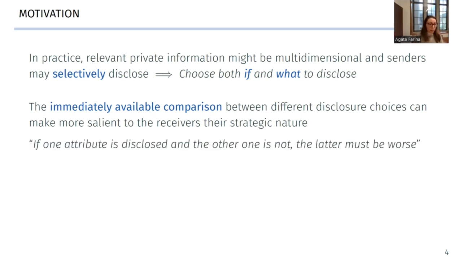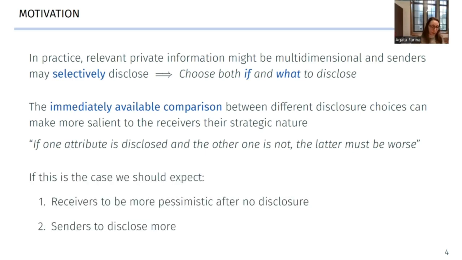So what I mean by that is that reasoning of the type, if one attribute is disclosed and the other one is not, the latter must be worse, is much easier because it can happen at the same time. If this is the case, in a game in which the sender can potentially selectively disclose, we should expect the receiver to be most pessimistic after no disclosure, and we should also expect the sender to disclose more as a response to this increase in skepticism.